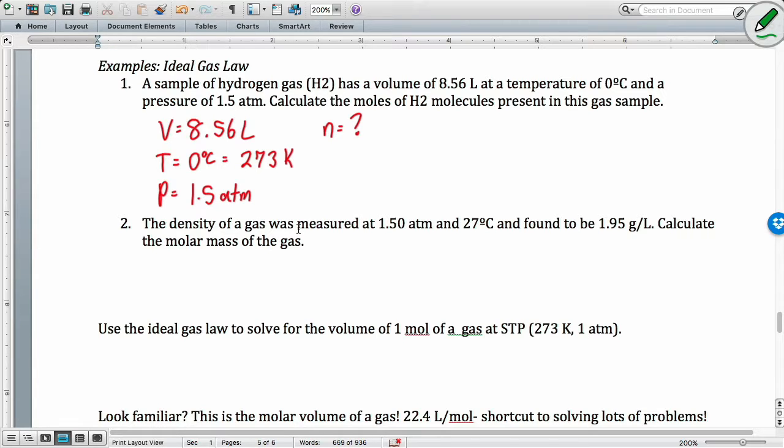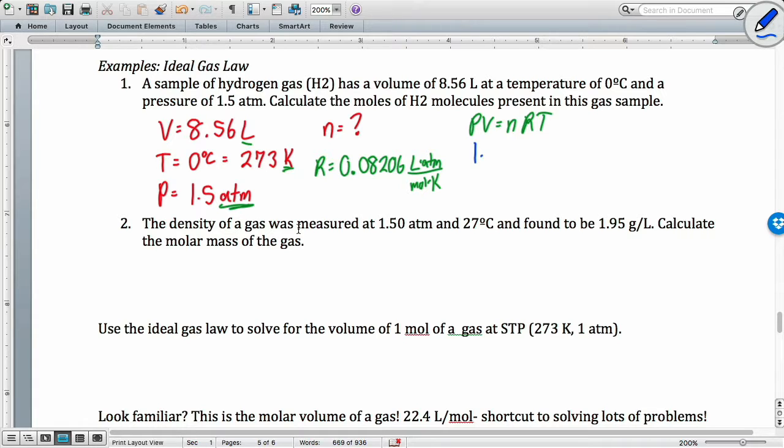Okay, so this is a basic PERV-NERT equation. PV equals nRT. The R that we need to use in this case, we're working with atmospheres, Kelvin, and liters. So that is going to be 0.08206 liter atmospheres per mole Kelvin gas constant. This is the only time that I'm going to actually use those units just so I can show you how they work out. Otherwise, just don't worry about writing them.